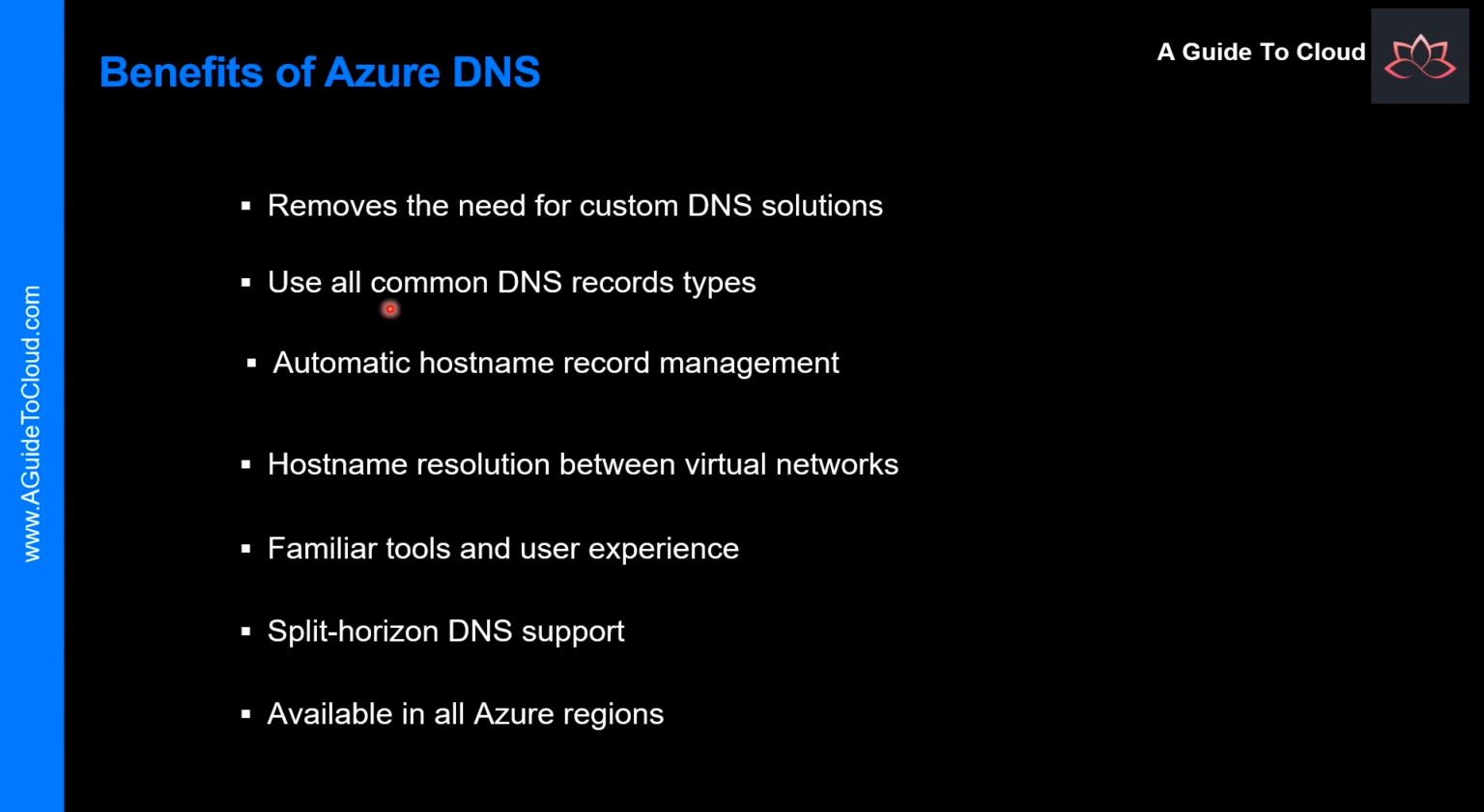And Azure DNS uses all common DNS record types. Azure DNS supports A, AAAA, CNAME, MX, PTR, SOA, SRV, and TXT record types. And Azure DNS supports automatic hostname record management. Along with hosting your custom DNS records, Azure automatically maintains hostname records for the VMs in the specified virtual networks. In this scenario, you can optimize the domain name you use without needing to create a custom DNS solution or modifying applications.